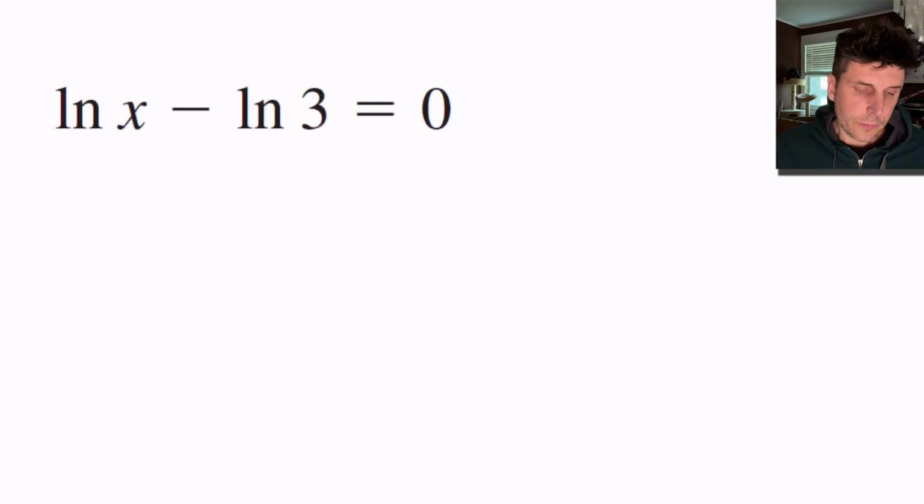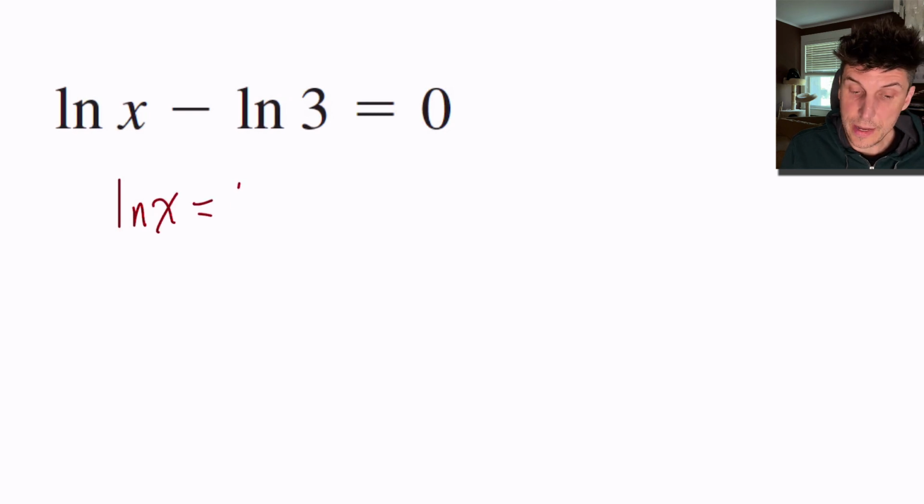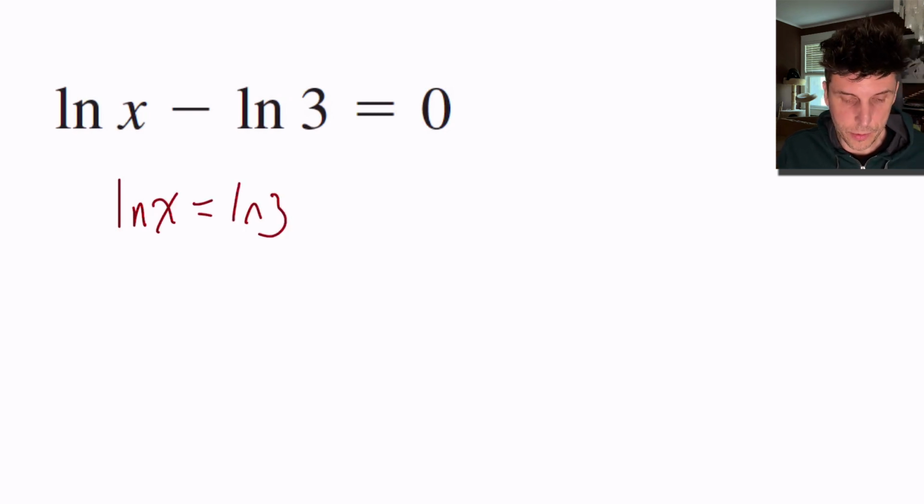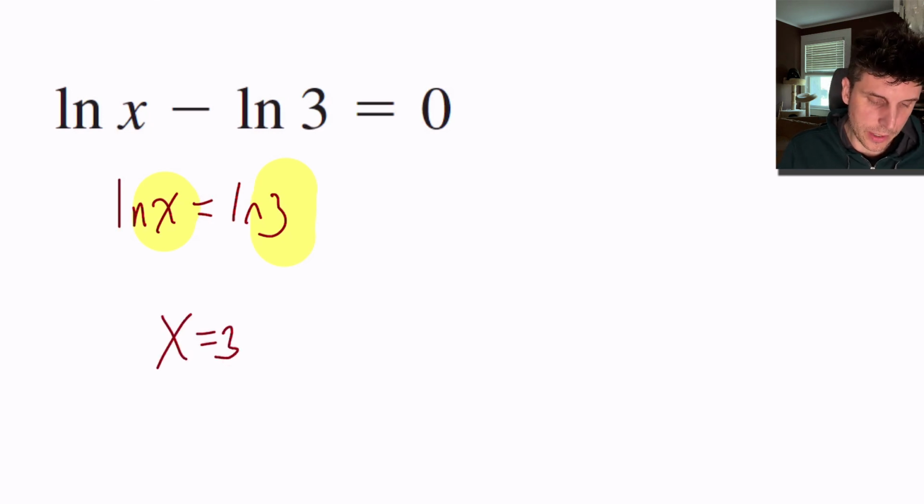So here, since this is equal to 0, it's easy enough to move that ln3 to the other side of the equation. So we end up with lnx equals ln3, because I added ln3 to both sides. And because we have like bases on both sides and that's all that's there, we're allowed to set their arguments equal to each other by virtue of them having that one-to-one property. So this is going to be x equals 3. Done.